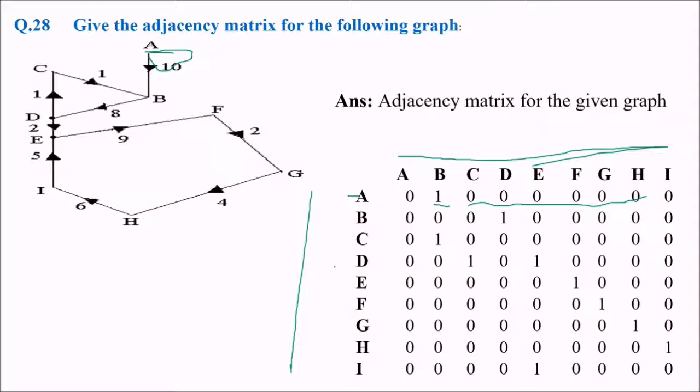Let me take some others. Say D. D has a path to C, so with all others it will be 0. C will be 1. D has a path to E. So the entry will be 1 for D and E. The rest all will be 0. So this is how we make the adjacency matrix of the given graph, which is like this. I hope you will complete it by yourself.